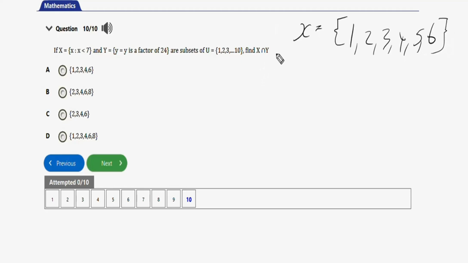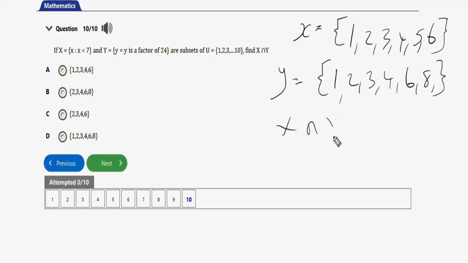Then the values of Y will be factors of 24. Factors of 24 include values that can divide 24. We have 1, 2, 3, 4, 6, and 8. Then we have to find X intersect Y. So X intersect Y will be the common values: 1, 2, 3, 4, and 6. So that would be the answer to this question. The right option is option A.